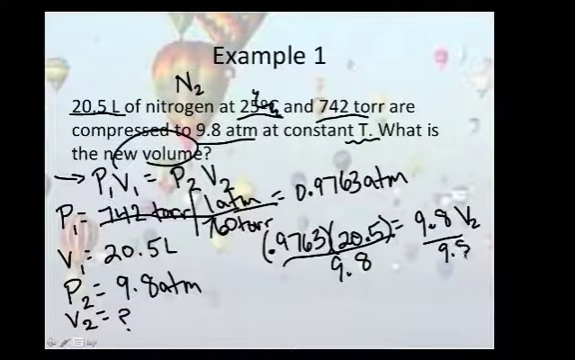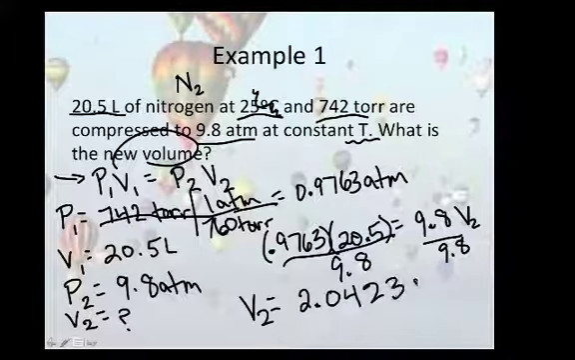AP Chemistry students rock at math. I don't have to show them all of these steps, but I still have to do all of the steps anyway. So, do you have the final answer? 2.0423. Or did you want more? No, we're good. Okay.